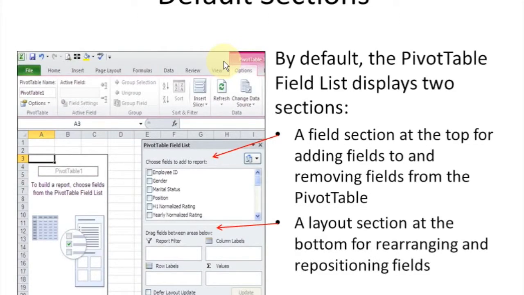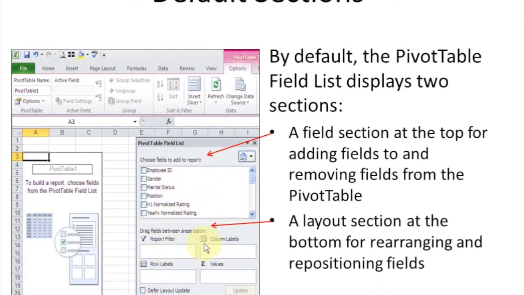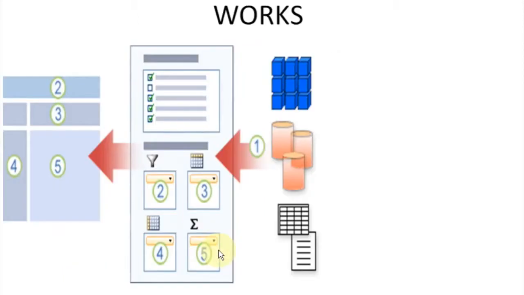When you create a pivot table, Excel displays the pivot table field list so that you can add fields to the table, rearrange and reposition them as needed, or remove them from the pivot table. By default, the pivot table field list shows two sections. A field section at the top for adding fields and removing fields from the pivot table, and a layout section at the bottom for rearranging and repositioning fields.